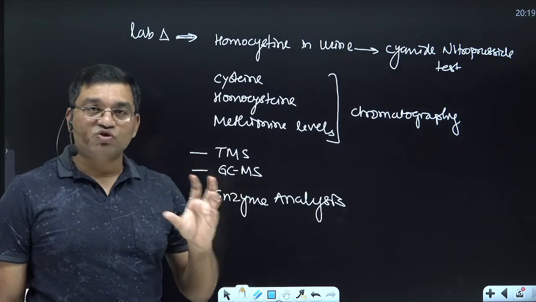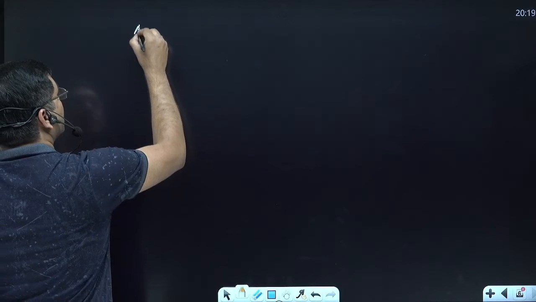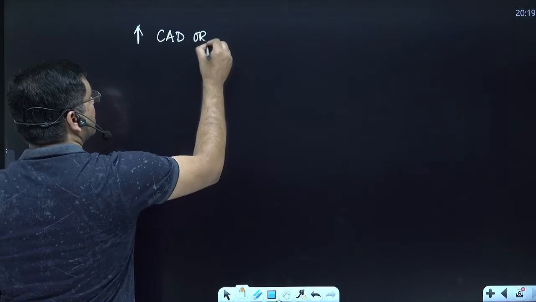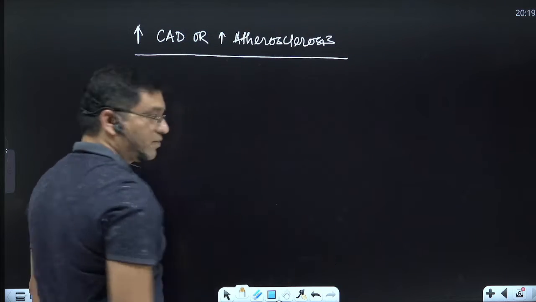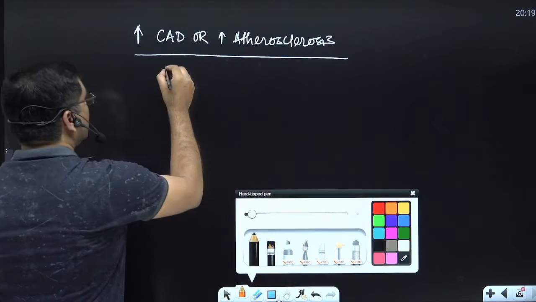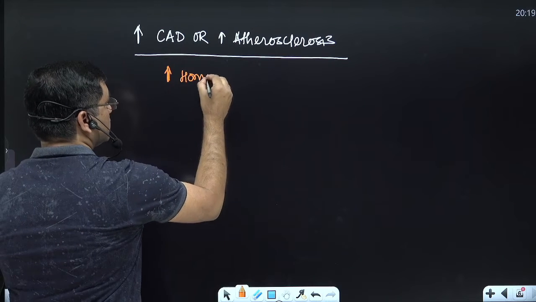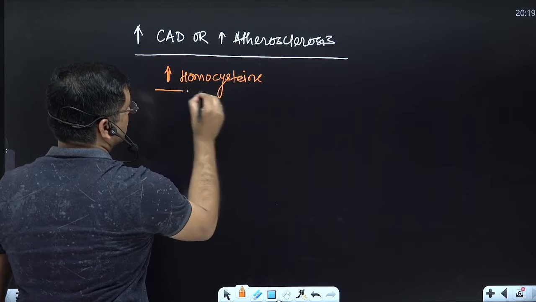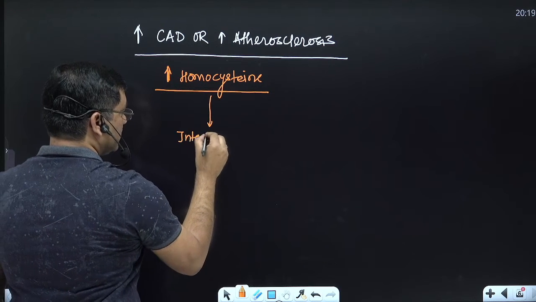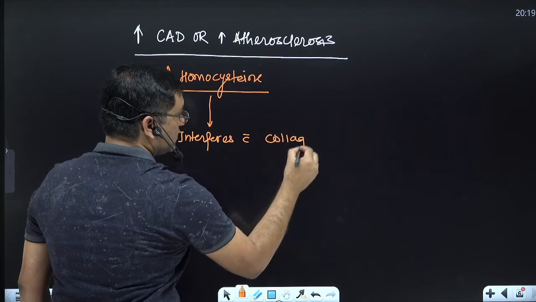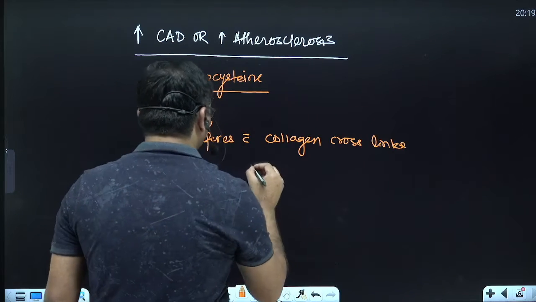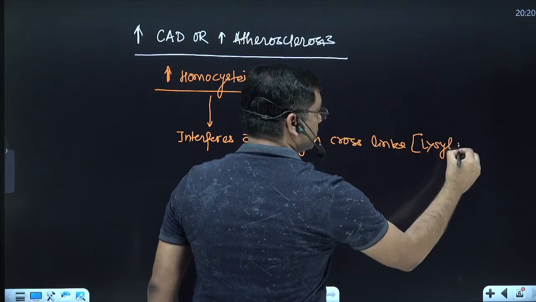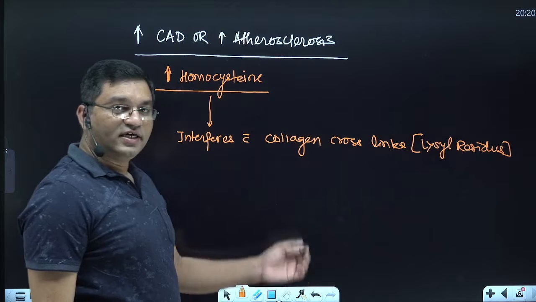Now there are frequent episodes of thrombosis in patients with elevated homocysteine level. There is increased thrombosis, that is increased chances of coronary artery disease or atherosclerosis. Why? When homocysteine is elevated, it interferes with collagen formation, with the lysyl residues of the collagen cross links.